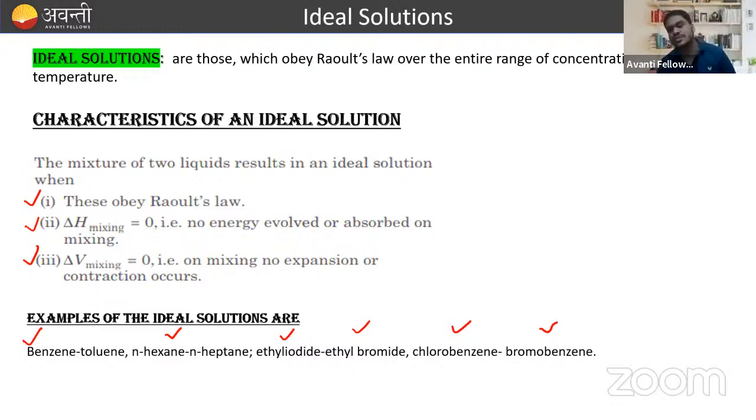So many times questions come related to this only: what are the examples of ideal solution, what are the conditions, what are the characteristics of ideal solution? So these things you must remember, that is, the sign of delta S, delta V, delta G, and examples. Again I am repeating: benzene and toluene, n-hexane and n-heptane, ethyl iodide and ethyl bromide, chlorobenzene and bromobenzene. These are examples of ideal solution.